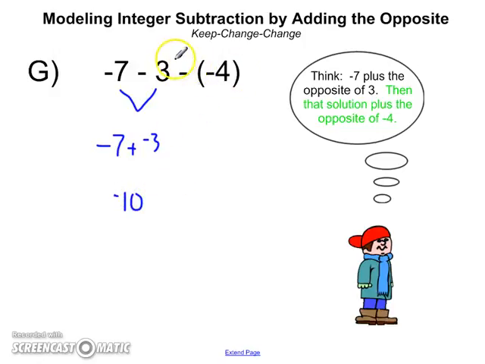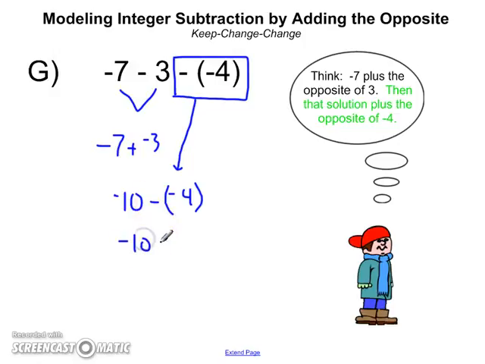I now need to bring this part of the problem into the mix. Okay, so I have minus negative 4, and I'm going to go ahead and keep my negative 10, change to addition, change to the opposite of negative 4, which is positive 4. And now I rely on my rules. Well, positive and negative, I better subtract them. So 10 minus 4 is 6. And I'm going to use the 10's sign because it has the larger absolute value.